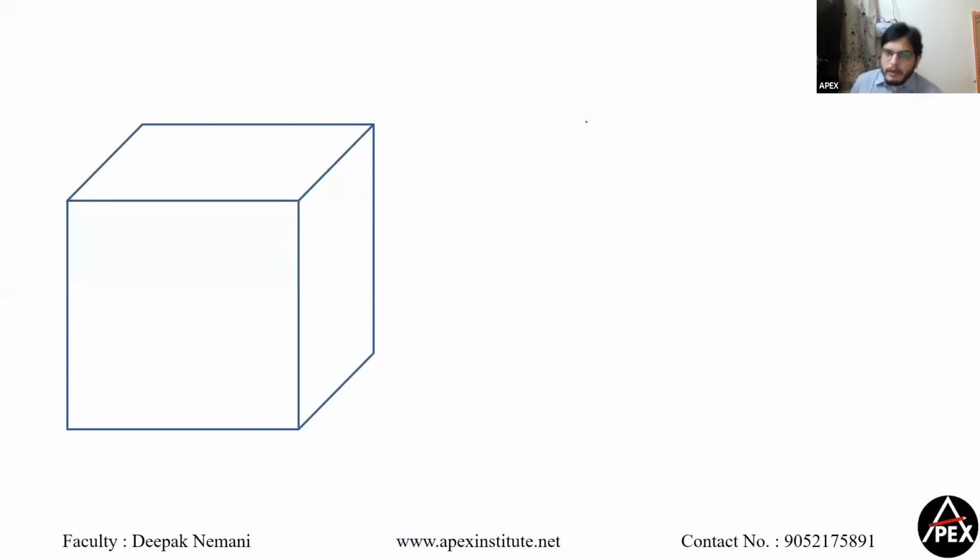Now, before starting, can someone tell me how many faces a cube has? Number of faces? 6, isn't it? It's not 4. It will have 6 faces. That's the reason the total surface area of a cube is, what's the formula to calculate total surface area? 6a square, isn't it? If I consider the side of the cube as a, the total surface area is 6a square. So a cube will have 6 faces.